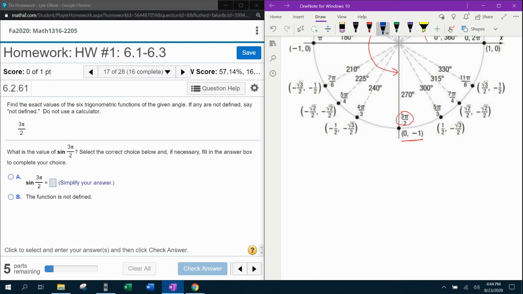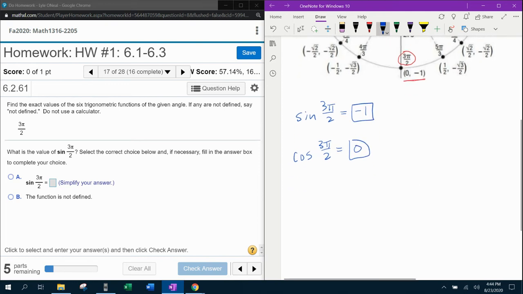So let's start with sine of 3 pi over 2. Remember, in the unit circle, sine is y. So that value is going to be -1. Cosine of 3 pi over 2. In the unit circle, cosine is x. And so that is going to be 0.